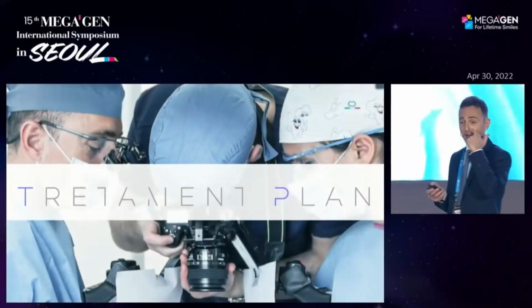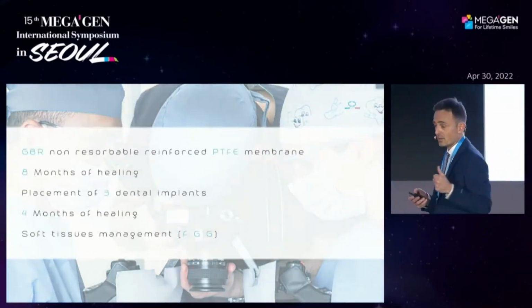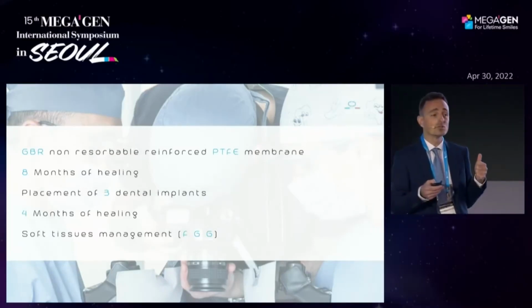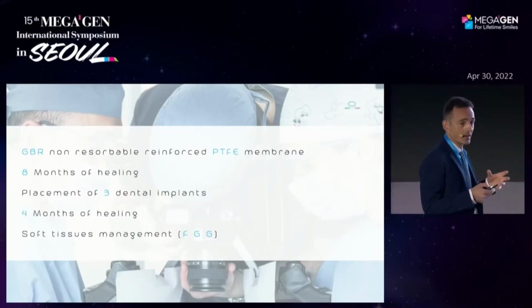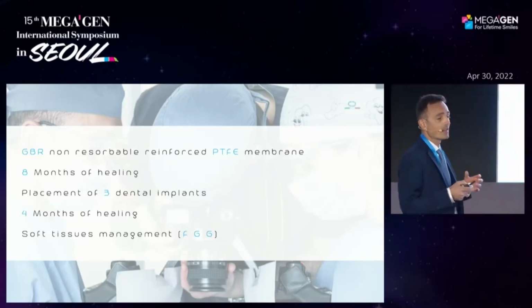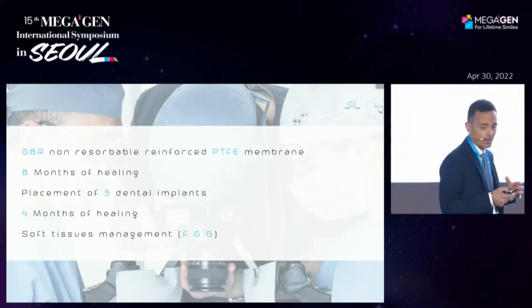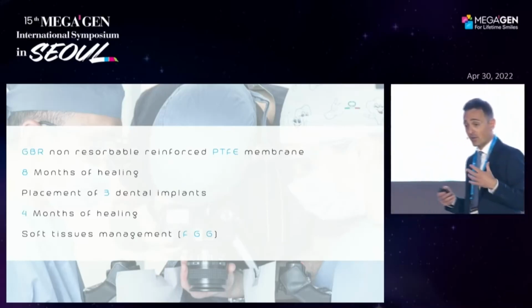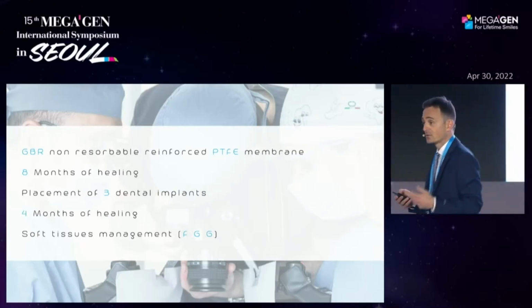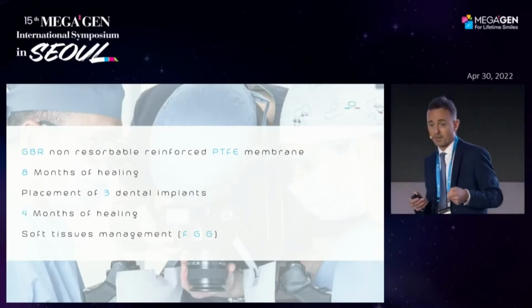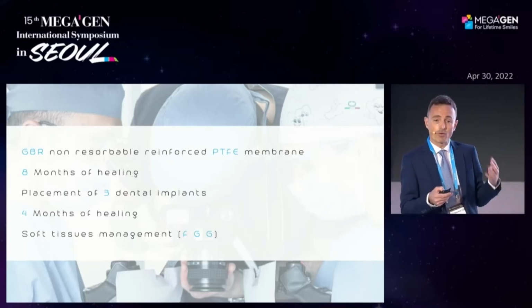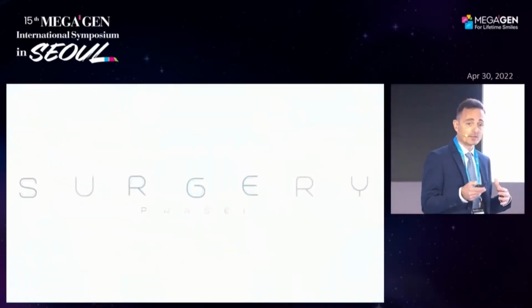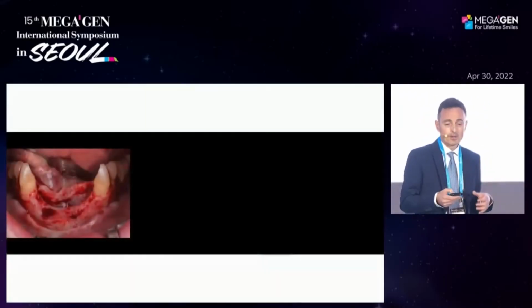So the treatment plan is to first regenerate, so perform a GBR surgery, obviously using something spacemaker, and I decided to do it using a PTFE membrane, obviously a reinforced one. Then we need to wait for 8 months, and after 8 months we need to reopen everything, to remove the membrane and to place 3 implants, and after another 3 or 4 months we need to go to manage the soft tissues, and then we can start managing the prosthesis.